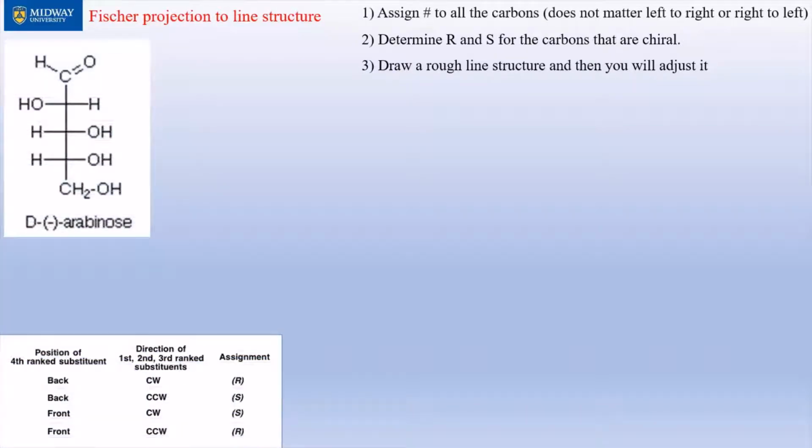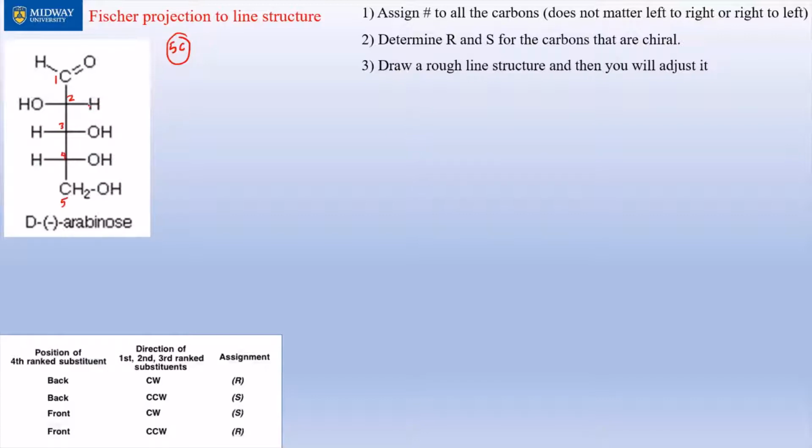That's our structure. Don't worry about the names. I'm not going to test your names on these. This is a sugar. It's a different form of a sugar. So if you go from top to bottom, it's 1, 2, 3, 4, and 5. So I have 5 carbons total in my molecule. You need to know that, because when you draw your line structure, you need to match it to have 5 carbons.